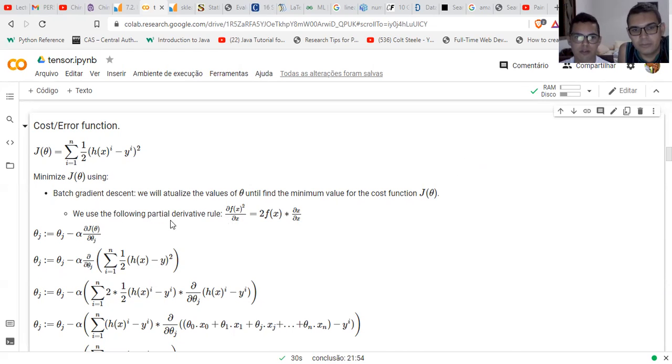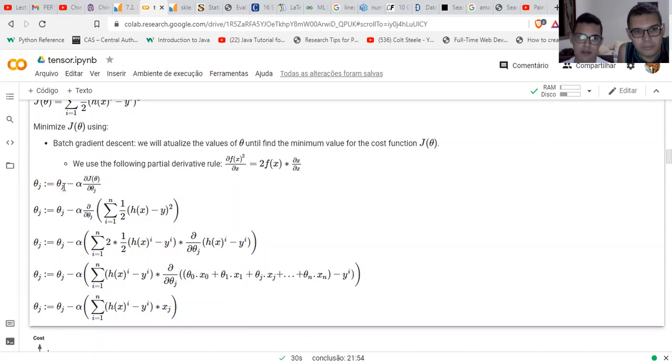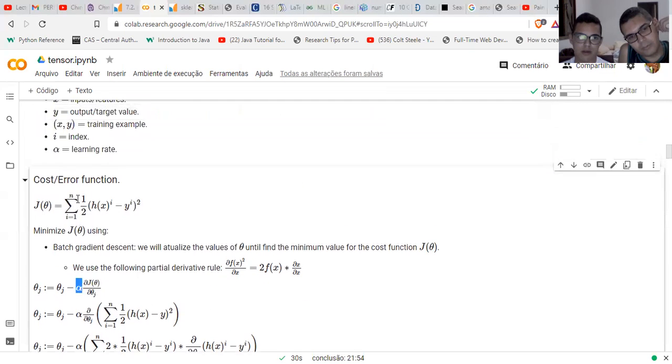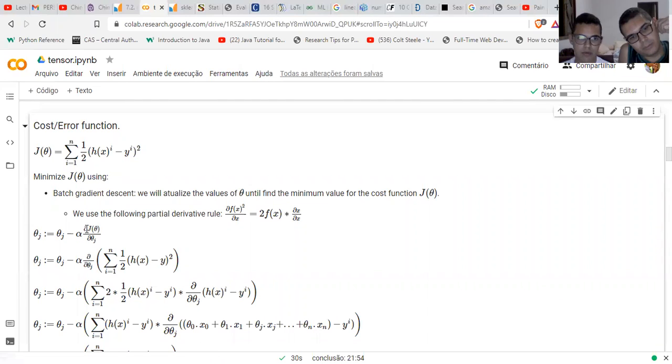We use the following partial derivative rule: the derivative of f of x squared in relation to x is the derivative of the outer product times the derivative of the inner product, that in this case is 1. So this is a notation saying that we are going to update our theta j. Since we are minimizing, we use the minus sign and alpha, that's our learning rate, and we do the partial derivative of j of theta, that's our cost error function, by theta j.